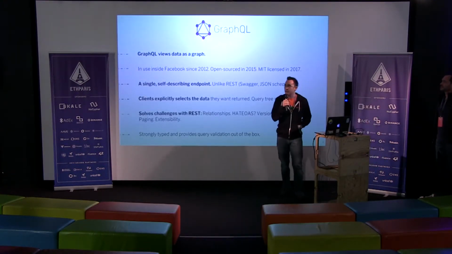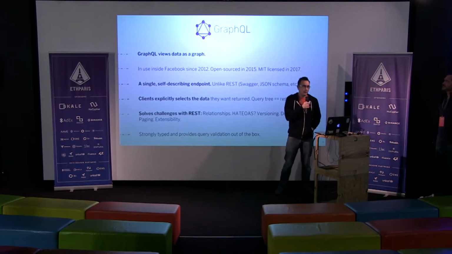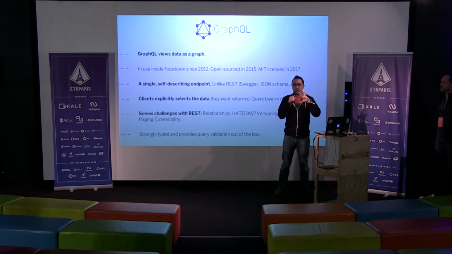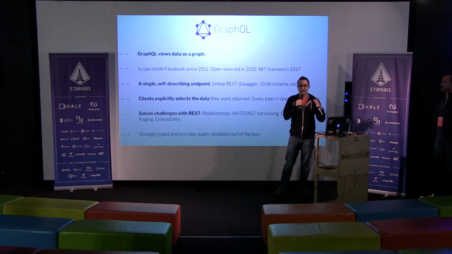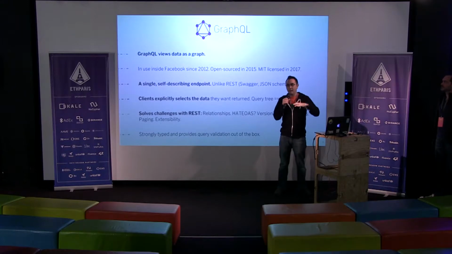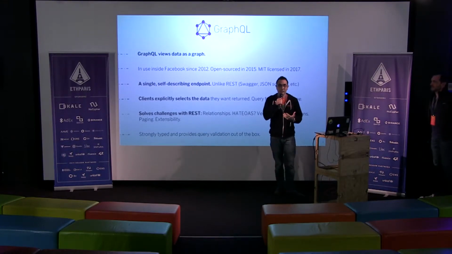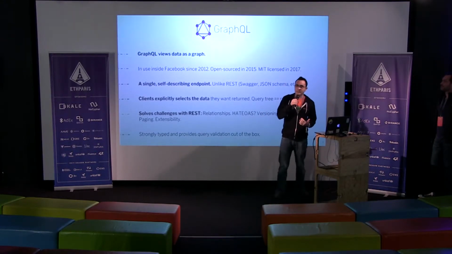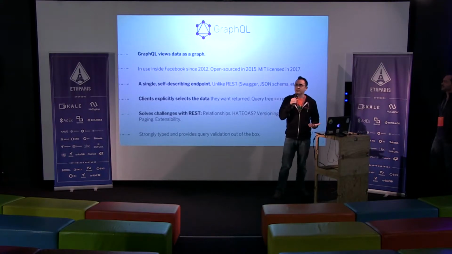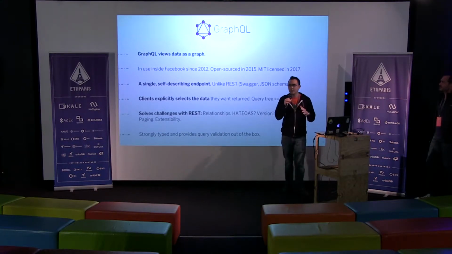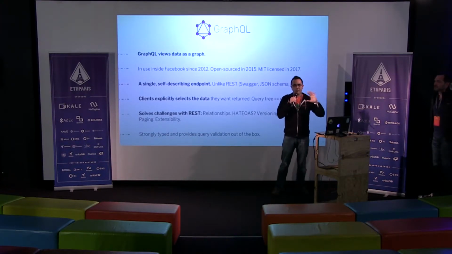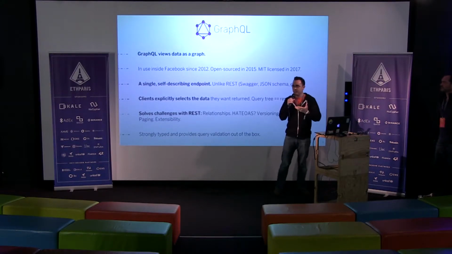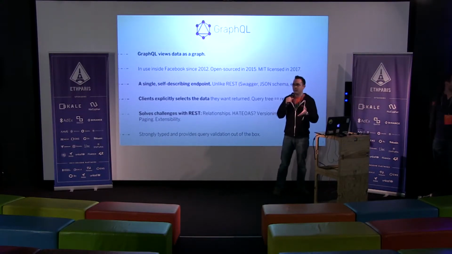So, a little bit of background on GraphQL. GraphQL natively views its data as a graph, so it's all about relationships. It's all about being able to traverse the data in a very easy way. It's been in use at Facebook since 2012. They open sourced it in 2015, and essentially what they were trying to do is figure out how to hyper-optimize mobile clients, right?